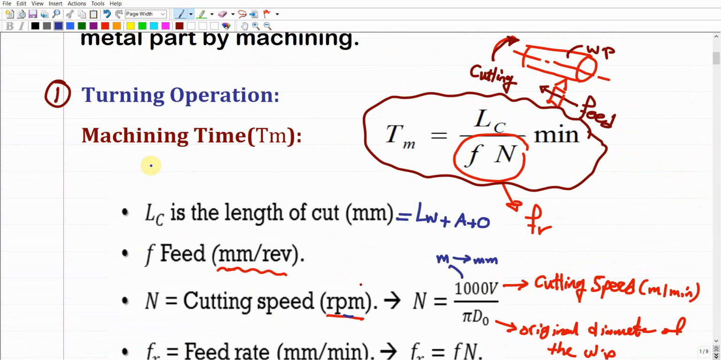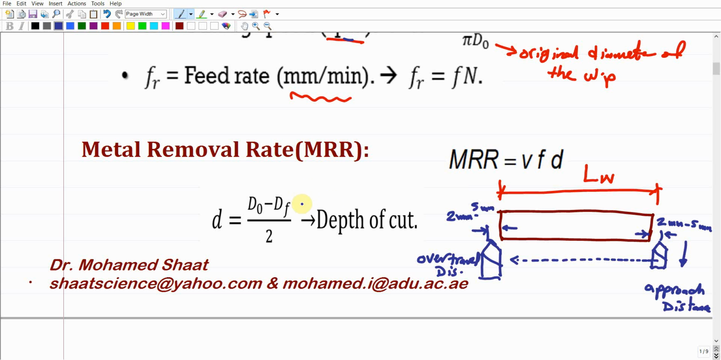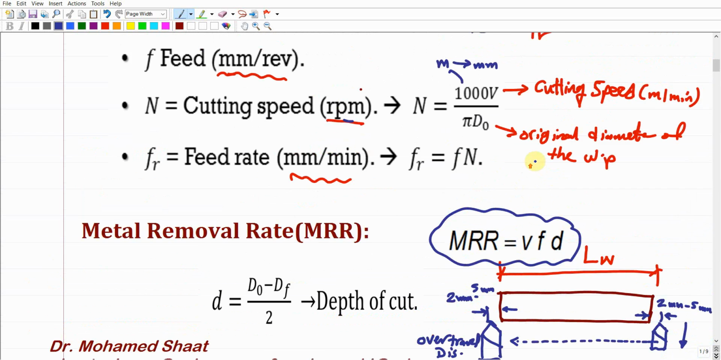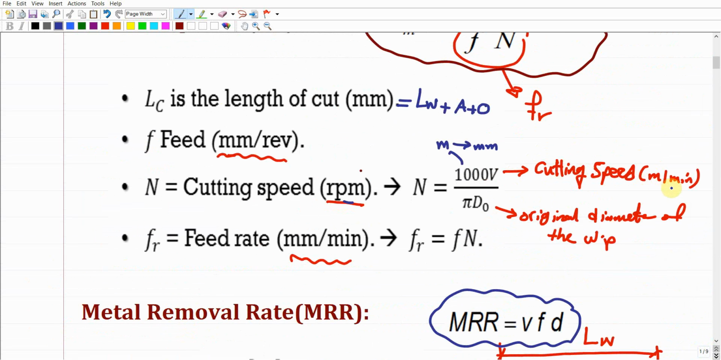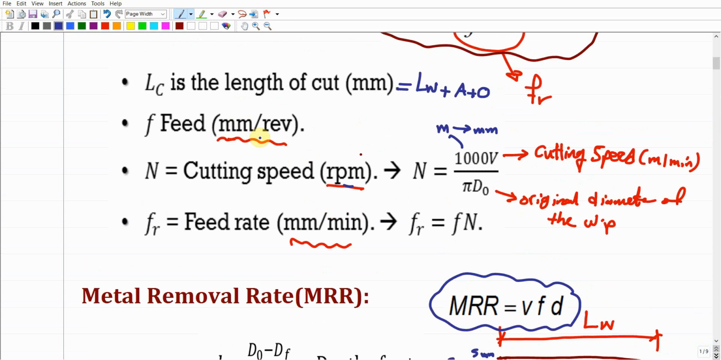So this is the first parameter, which is the machining time, how we can calculate it for a turning operation. The same thing for the metal removal rate. The metal removal rate would be calculated using this formula, which is V. Again, what is V? This is the cutting speed in terms of meter per minute, which would be given to you, times feed, which is millimeter per revolution.